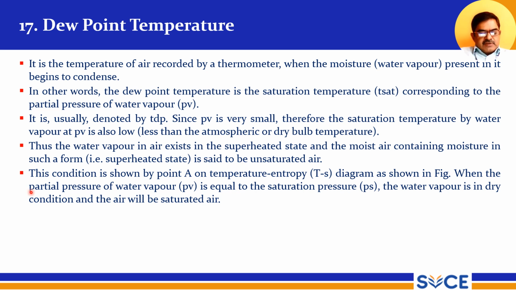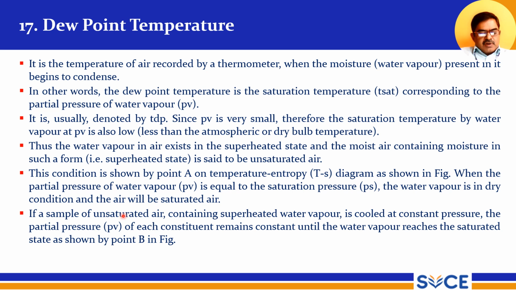This condition is shown by point A on the temperature entropy curve. I will show you that in the next slide, that is the TS diagram. When the partial pressure of water vapor PV is equal to the saturation pressure PS, the water vapor is in dry condition and the air will be saturated air.